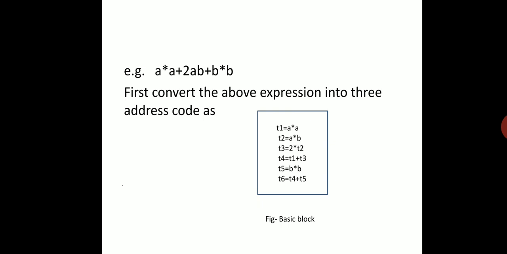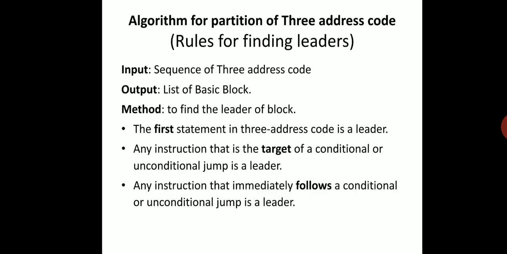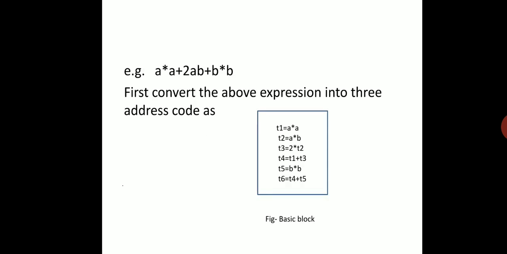Now this is a simple example where no branch statement or jump instruction is written. You can observe that we have not written any if statement, while loop, or for loop. It is a simple expression, a into a plus 2ab plus b into b. This expression we have converted into 3 address code, as written in the basic block. All the instructions are 3 address code instructions. So the second and third rules of finding leader statements are not applicable to this expression, because there is no jump or branch statement here.